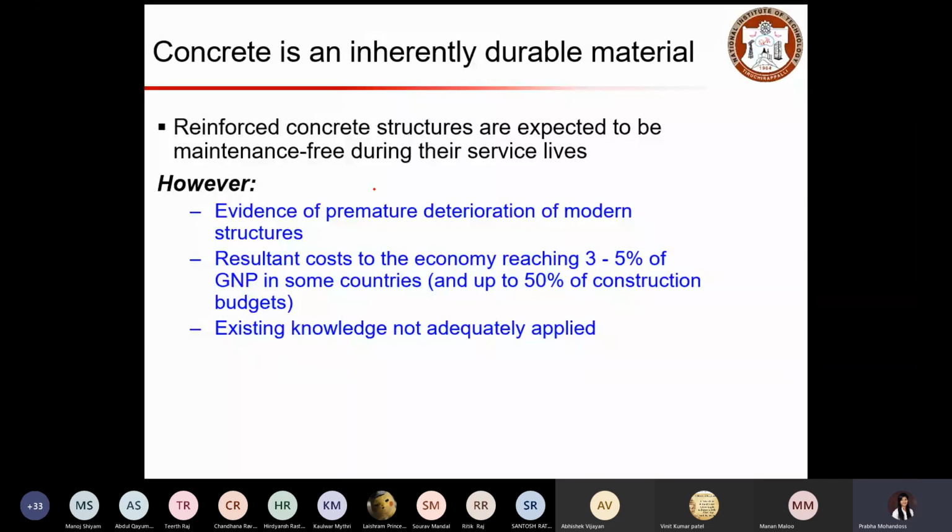So to have maintenance-free structures, designing concrete plays a major role, or rather the durability of concrete plays a major role. Most often we observe evidence of premature deterioration of modern construction. We construct structures to last for at least 50-plus years. If it is a building structure or a huge infrastructure project, we even construct for 100-plus years, right?